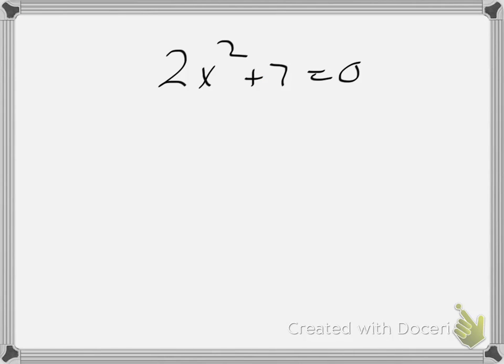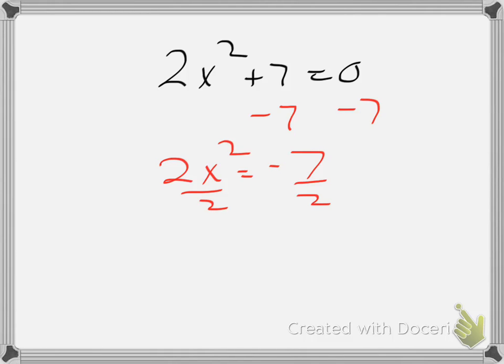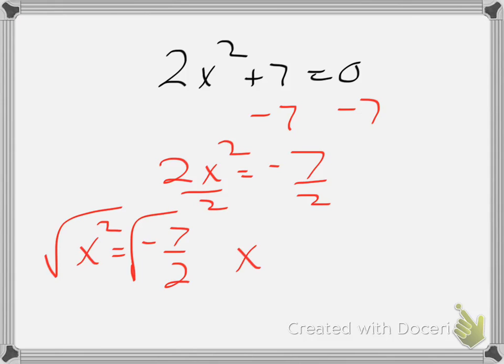I always want to isolate my variable, or my variable squared. So in this case, 2x squared plus 7 equals 0. I'll subtract 7. Now I'll have 2x squared equals negative 7. Divide by 2. So x squared equals negative 7 halves. Now I'll take the square root. So if x equals, since I have a negative inside the square root, we'll pull the i out and make it i square root of 7 over 2.